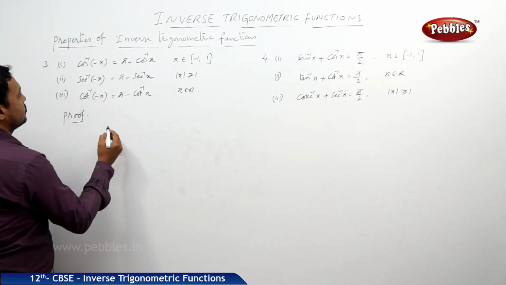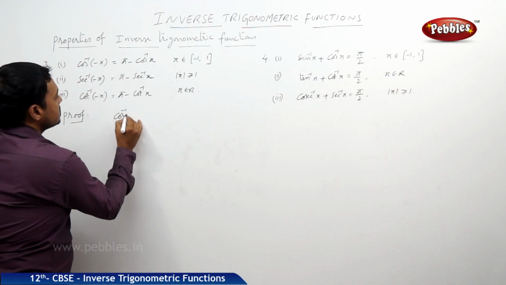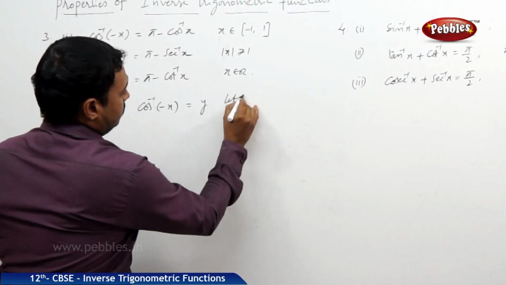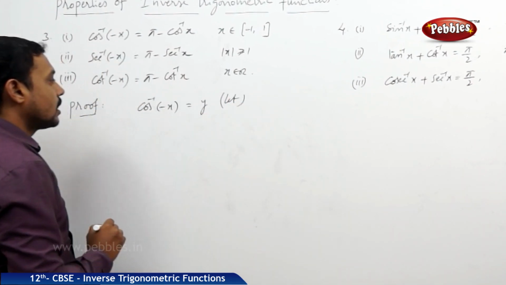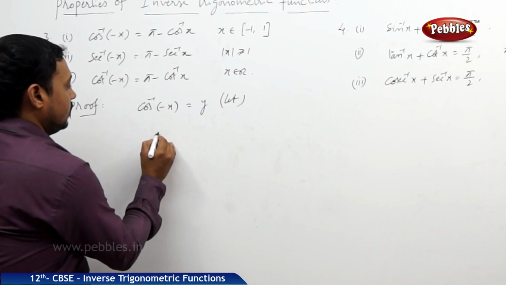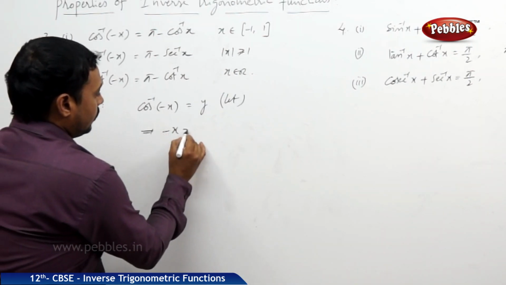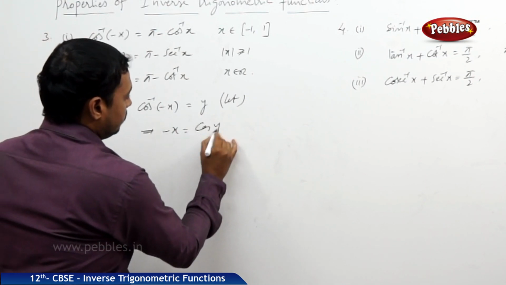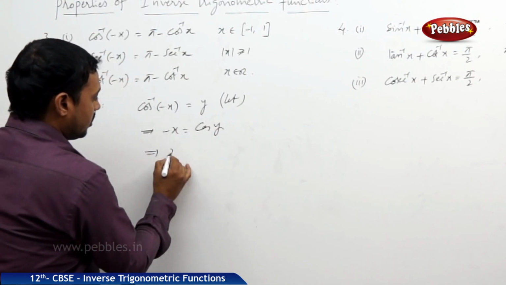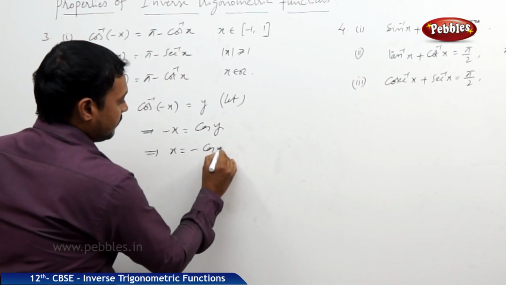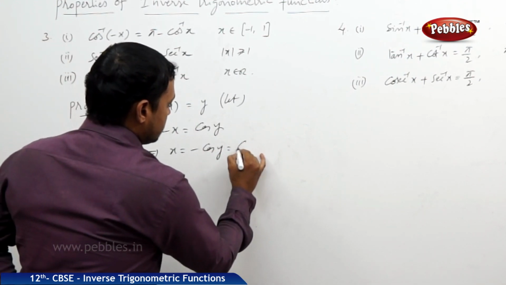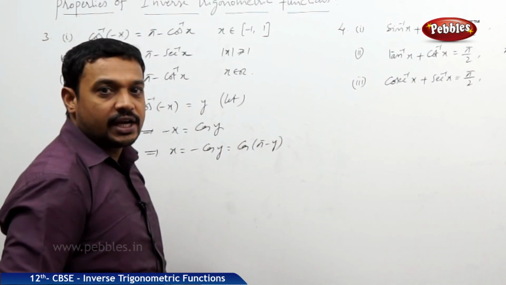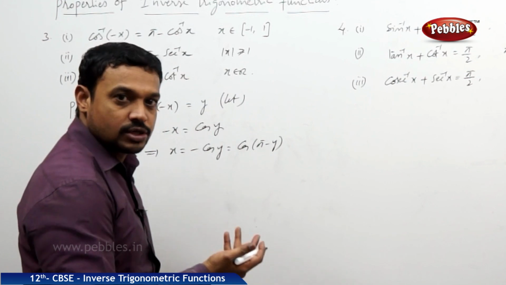Proof. The first one. Consider cos inverse of minus x is equal to some y. Therefore, minus x is equal to cos y. Now, multiplying by minus on both sides, x is equal to minus cos y. You know, minus cos y is equal to cos of pi minus y. Cos 180 minus theta, or cos pi minus theta, is equal to minus cos theta.